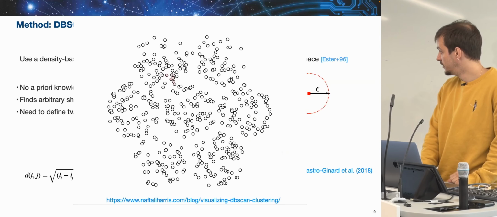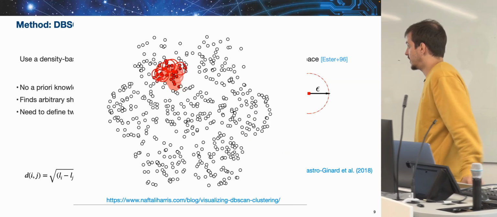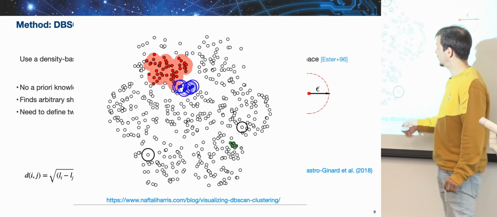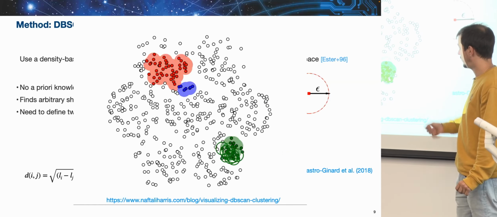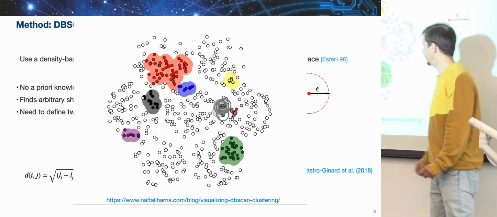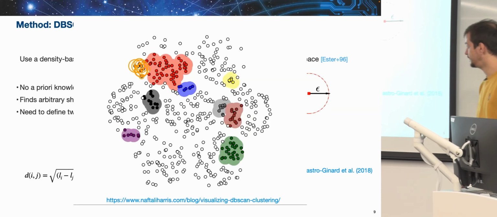And this is just a video of how DBSCAN works. As I said, it goes point by point, defines this neighborhood. If the minimum number of stars is reached, then it's a cluster. Otherwise, it's not, like these empty black circles here.